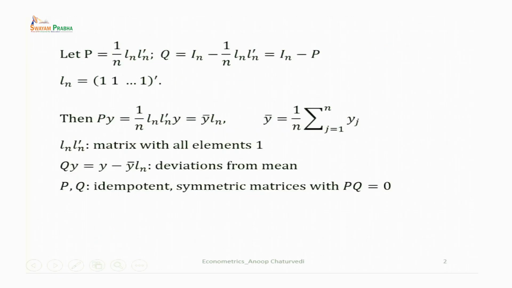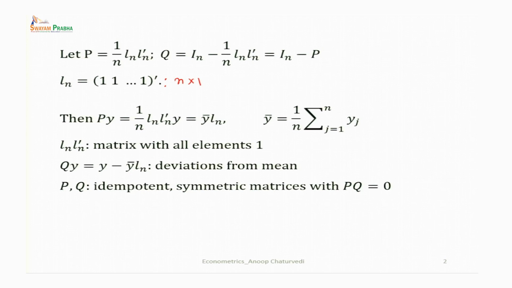Now, suppose we define a matrix P equal to 1 upon n l n l n transpose, where l n is an n cross 1 vector with all elements equal to 1. So, l n is this vector, and then we define Q equal to I n minus 1 upon n l n l n transpose. So, obviously, Q is equal to I n minus P.